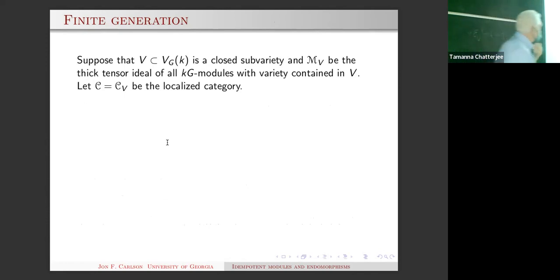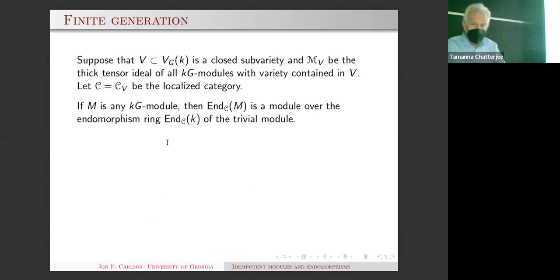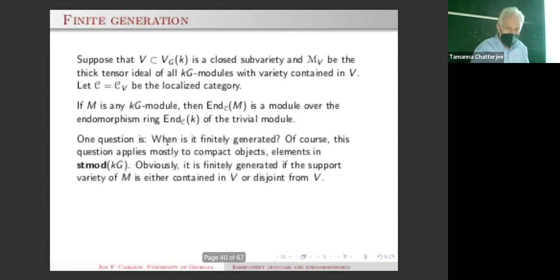There's another question that we might ask, and that is whether or not, this is a finite generation question, the endomorphism ring of any module, or any Hom actually, is a finitely generated module over the endomorphism ring of the trivial module. It's certainly a module over the endomorphism ring of the trivial module. This is in the localized categories. So this is a question that we want to ask.